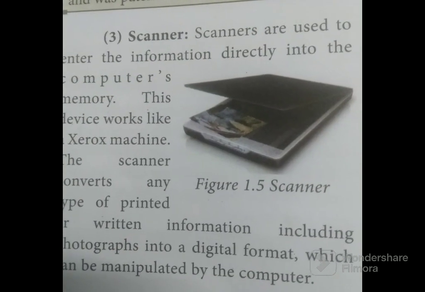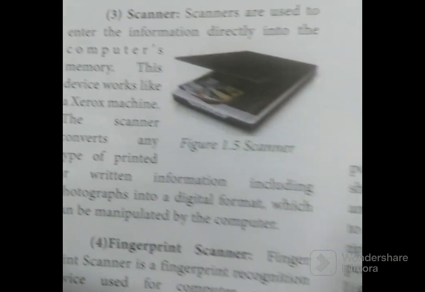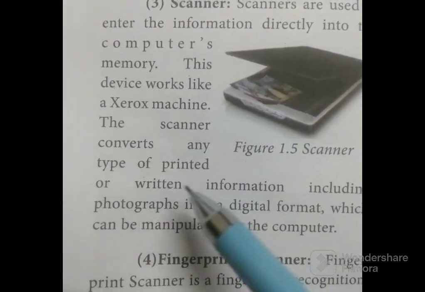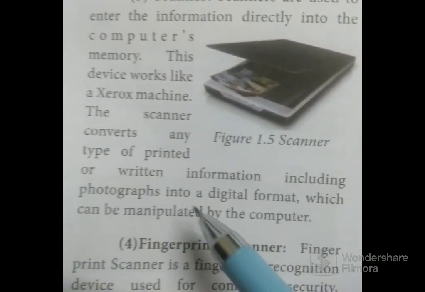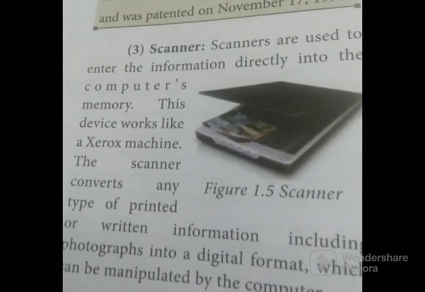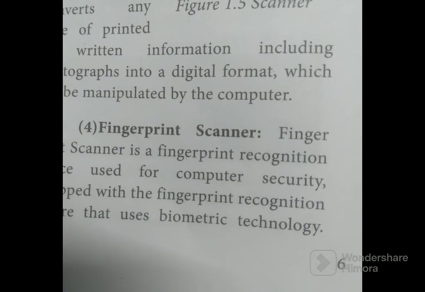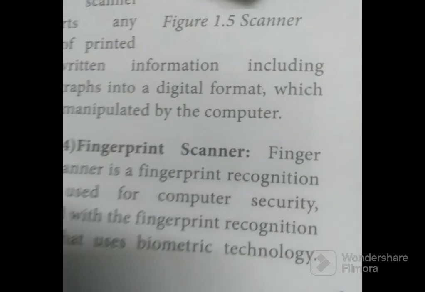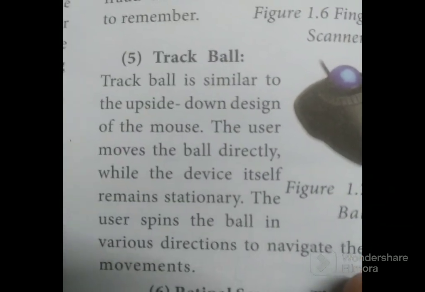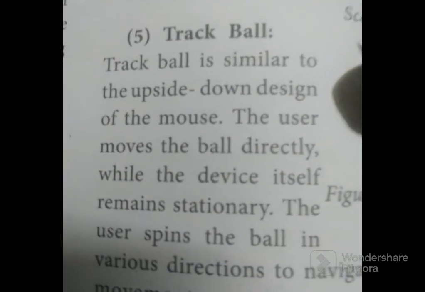Next input device is scanner. This scanner can convert any type of printed or written information into digital format. The fourth input device is fingerprint scanner. This is for finger recognition. The next one is trackball. This is similar to a mouse, but its design is upside down.